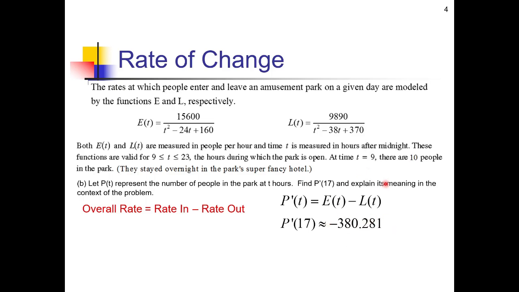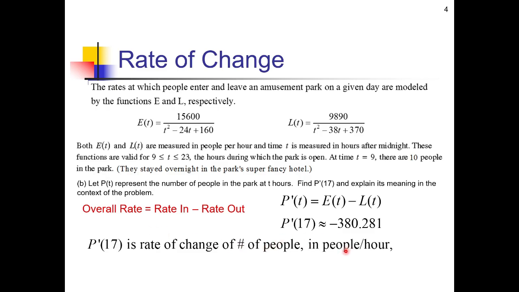They want us to explain the meaning and the context of the problem though. So what are the units, and what's the time element that's happening here? To get full credit for explaining this problem, we would say that we have negative 380.281 people per hour. This is the rate of change of the number of people. It's in the units of people per hour, and this is happening at 1700 hours, also known as 5 p.m.